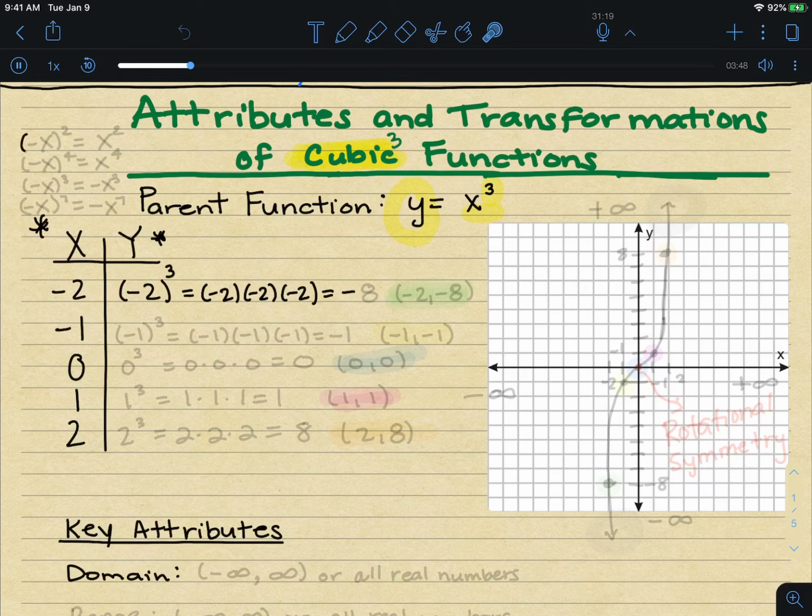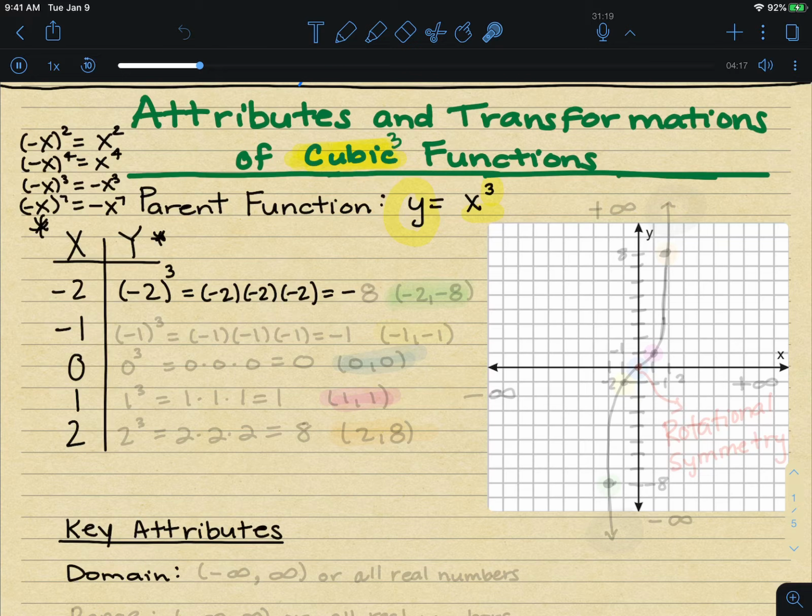So you can have (-x) squared. It's going to give you a positive x squared. Why? Because it's an even number. You can also say (-x) to the 4th, which is going to be positive. You can also do (-x) to the 3rd, but because that's odd, it's going to be negative, right? And then (-x) to another odd number, 7, it's going to be negative. So just keep that in mind.